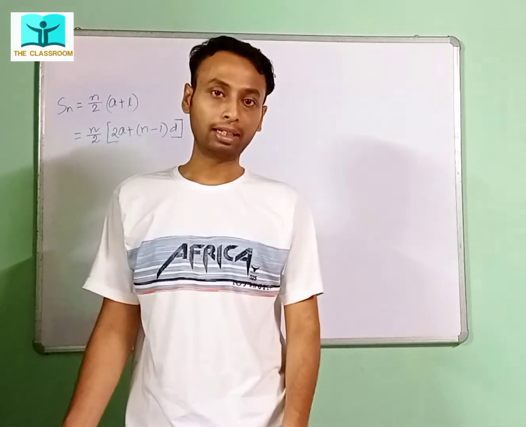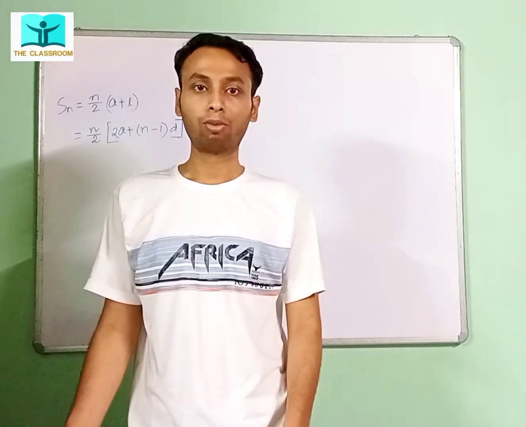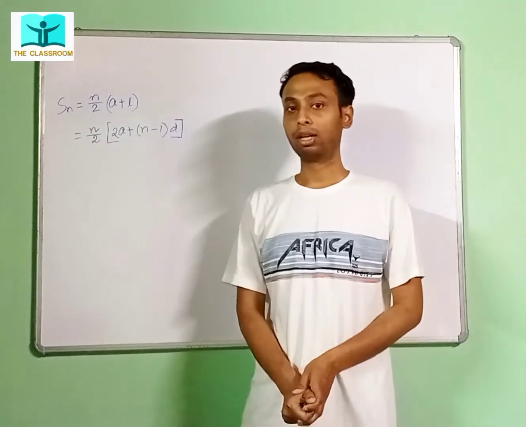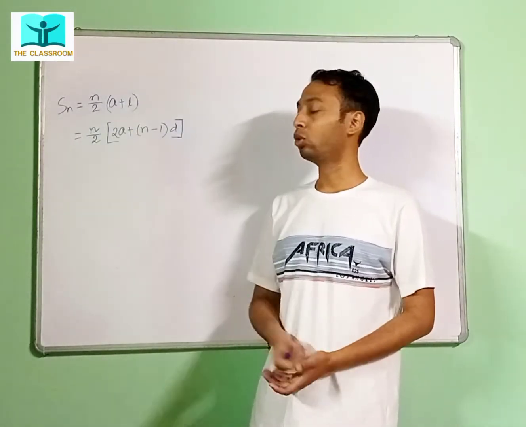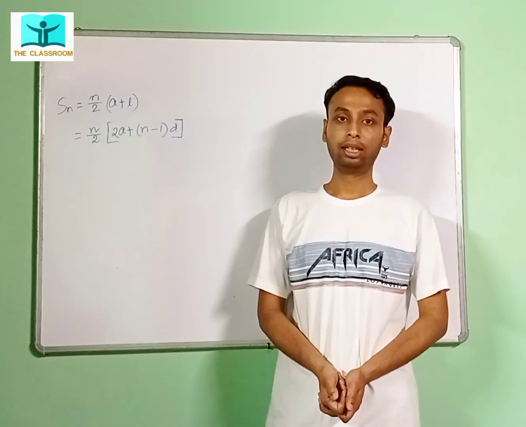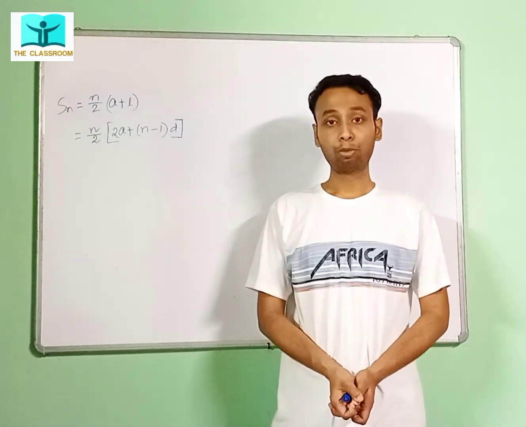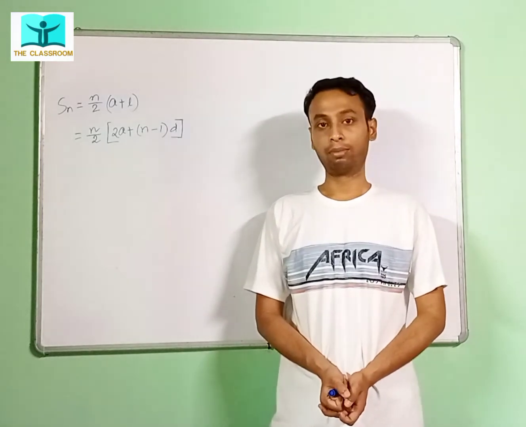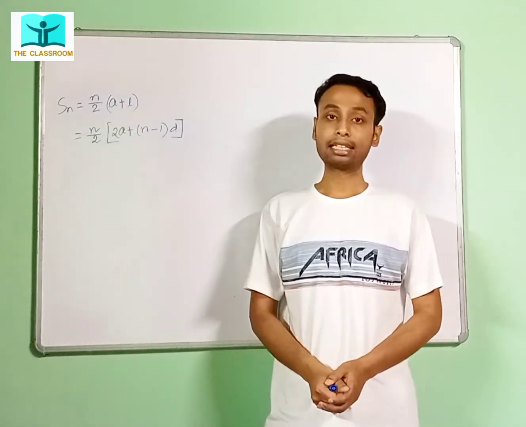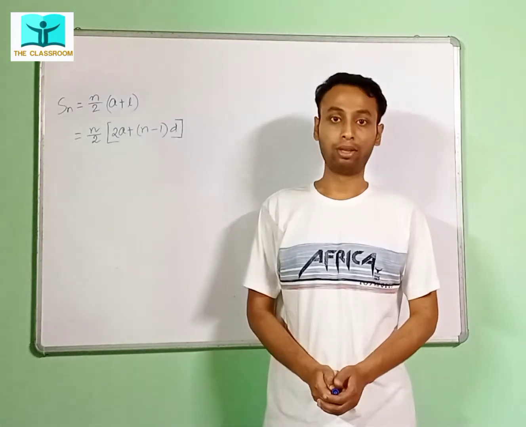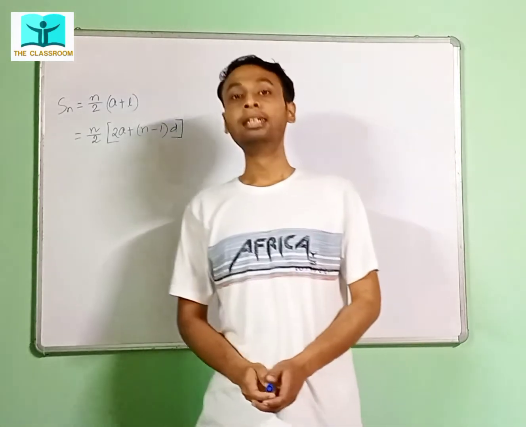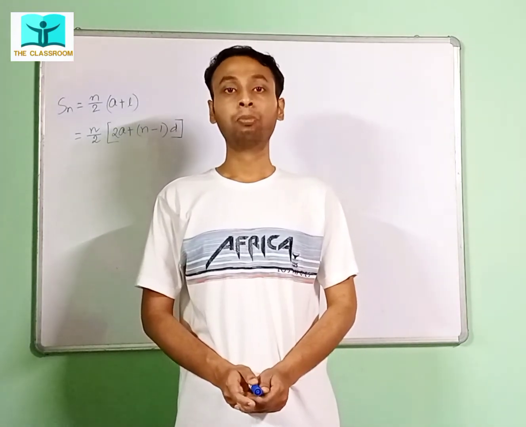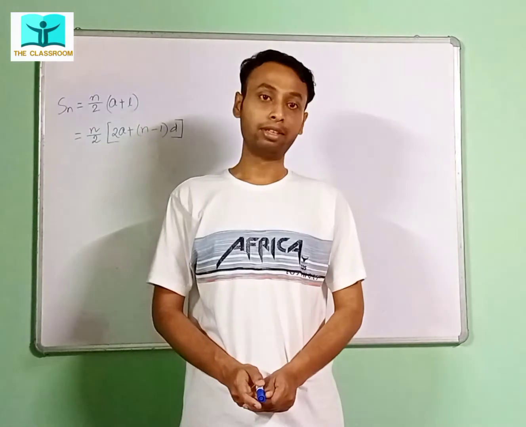In sum of n terms, there are two formulas. The first formula is Sn equals n by 2 into (a plus l), and the second formula is Sn equals n by 2 into (2a plus (n minus 1) into d). In the previous video, I already told that d is the common difference and a is the first term. But what is l? L is the last term of a sequence. So a is the first term, l is the last term, and d is the common difference of the given sequence.